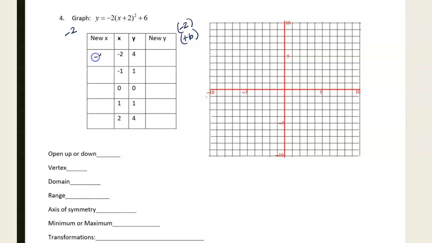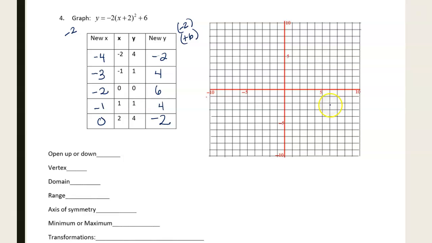is -4. Then I have -3, -2, -1, 0. Here we're going to multiply first by -2. 8 times -2 is -8, plus 6 is -2. So follow the order of operations, do the multiplication first. 1 times -2 is -2, plus 6 is +4. 0 times -2 is 0, plus 6 is 6. Now we're going to go back up the other way.